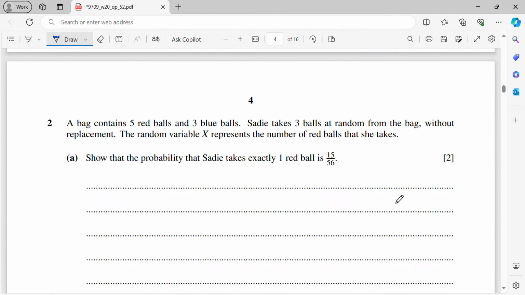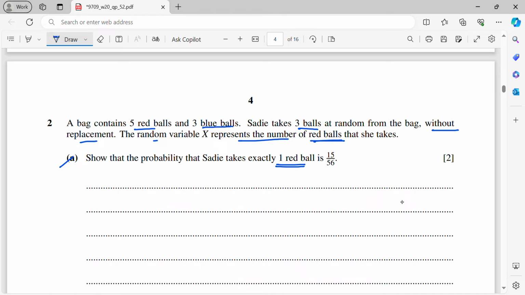Okay, now next question number 2. A bag contains 5 red balls and 3 blue balls. Sadie takes 3 balls at random from the bag without replacement. So without replacement means that you will not put it back after you have drawn the first ball, followed by the second ball. Now the random variable x represents the number of red balls that she takes. A, show that the probability that Sadie takes exactly 1 red ball is 15/56.